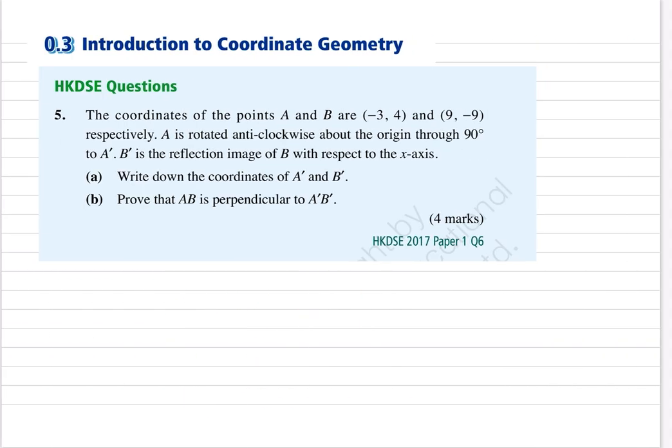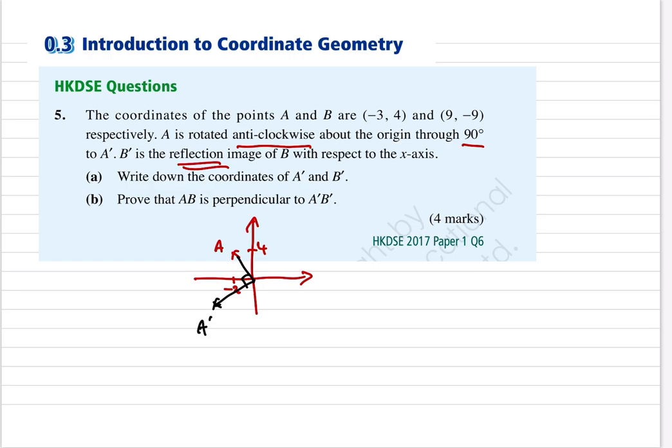And one more problem here, you have to think about rotation. So in this case, you need to think about how anti-clockwise 90 degrees, and then it's a reflection of the image. So think about it. What would it be? If A originally is here, negative 3 and 4, and then rotate anti-clockwise 90 degrees, it should be getting somewhere like this. That would be A prime.